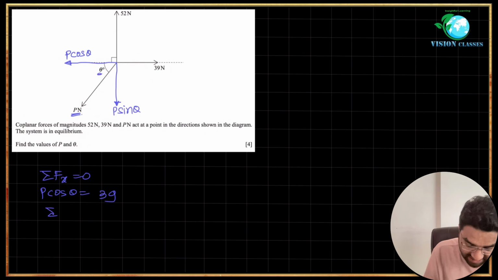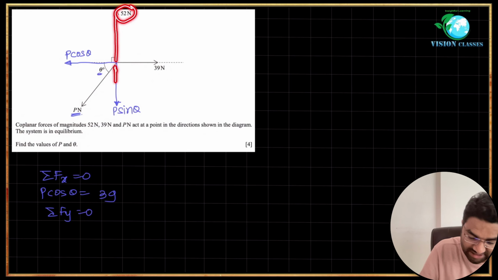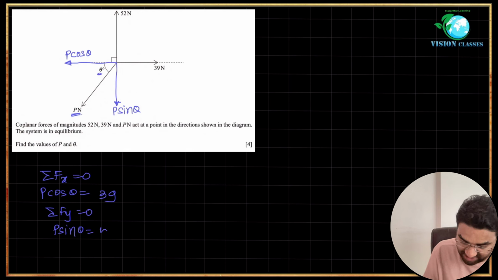Now along the y-axis, it will be summation of Fy equal to 0. Here we have a y-axis force of 52 N upward and downward it's P sin theta. So P sin theta is equal to 52, fine. We have to find P.